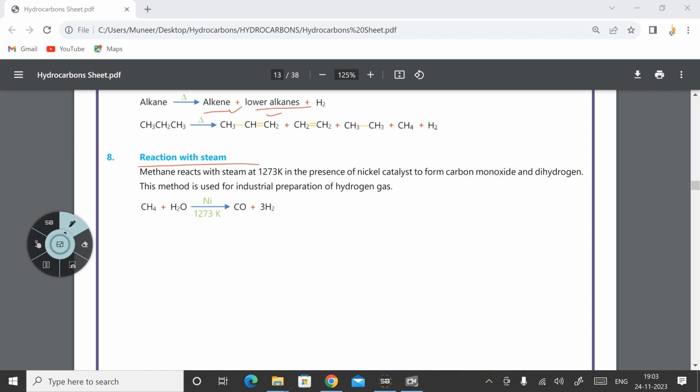Reaction with steam. When methane is treated with hot steam in the presence of nickel catalyst at high temperature, 1273 kelvins, a mixture of carbon monoxide and hydrogen is formed. This mixture is called water gas. It is used as a fuel in industries.